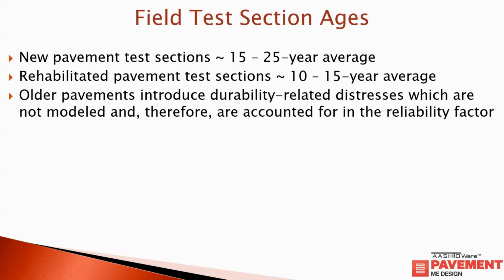Now, it's ideal to have some older pavements in there because you can have durability-related distresses which aren't modeled. So in other words, it's kind of including it as a fudge factor in the calibration. You can't directly model, for instance, decracking in concrete or stripping in asphalt, but you are taking that into account by measuring the performance of older pavements.